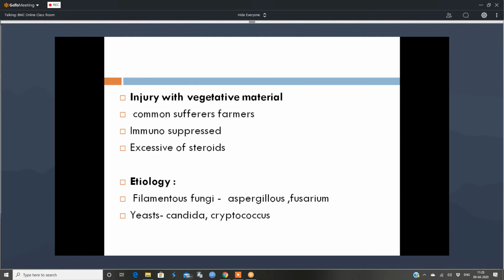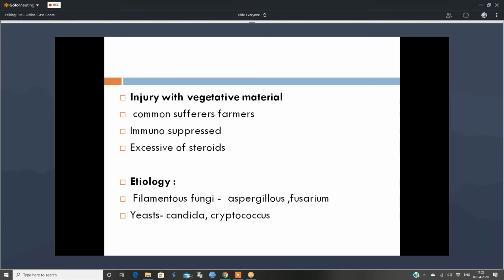When you take the history, the patient will give a history of injury with vegetative matter. Whenever there is a history of injury with vegetative matter, you should suspect a fungal corneal ulcer. This is most common in farmers. In our setup, we get fungal corneal ulcers very frequently because most of our patients are rural population and most of them are into farming. So the ulcers we get here are mostly fungal ulcers. What is important in the history here is injury with vegetative matter.